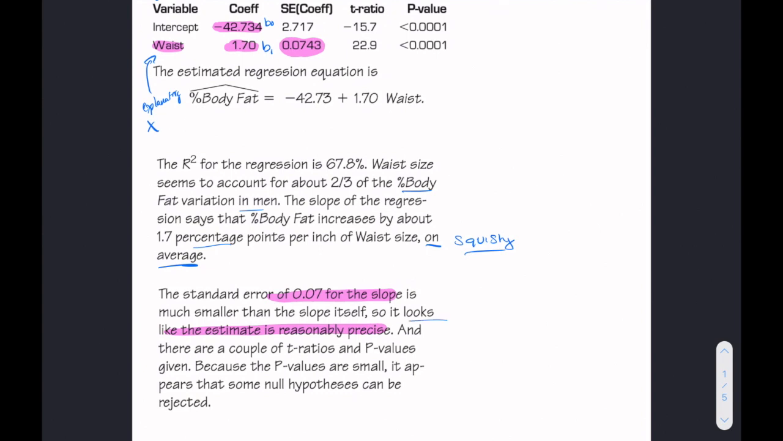And this is what we're going to get to in just a second. There are a couple of t ratios and p-values given, for both the y-intercept and the slope, and the p-values are both very small, almost zero. Because the p-values are small, it appears that some null hypotheses can be rejected. These are the types of things we want to learn how to formulate. This is the type of work you have to check prior to doing your analysis. What we need to look at now is our intuition about regression inferences, and what we are looking for when we're looking at the true sample model of slopes.